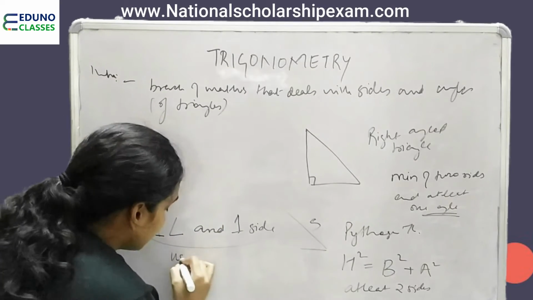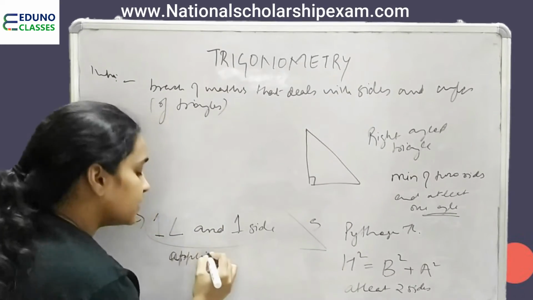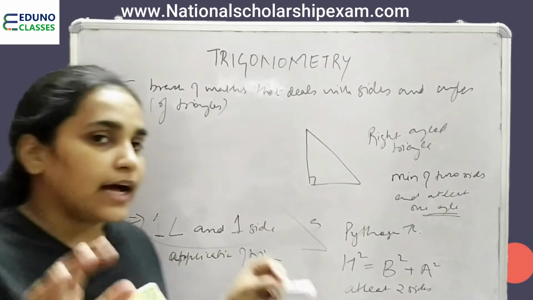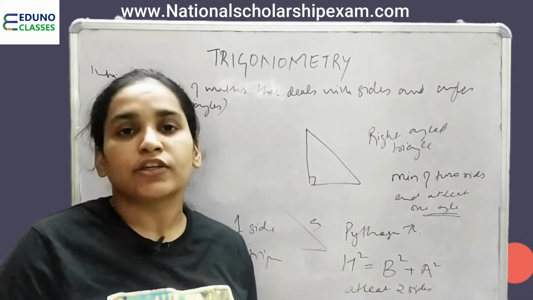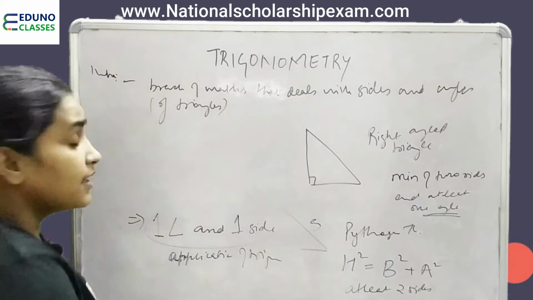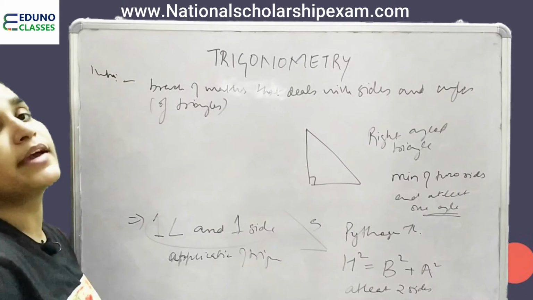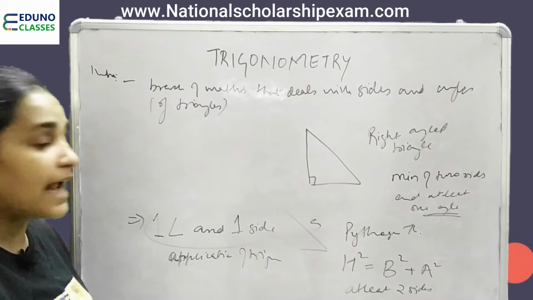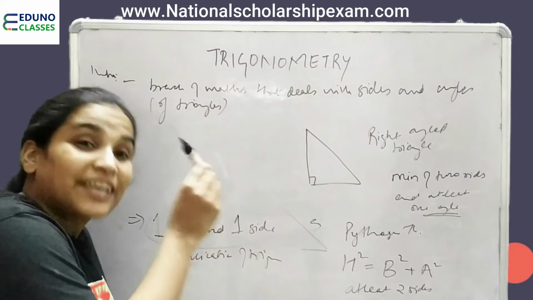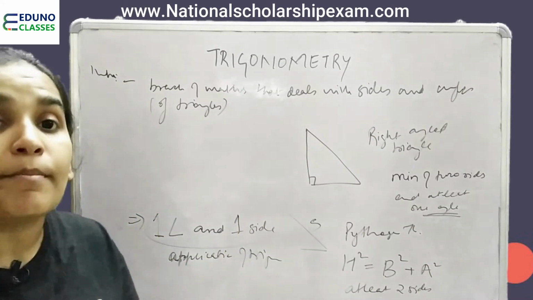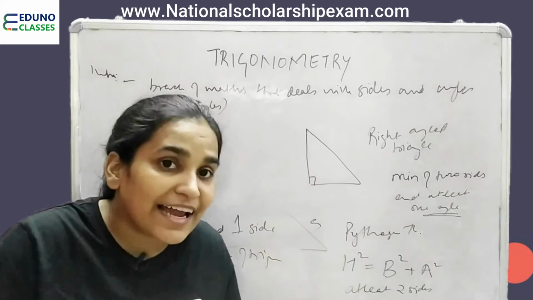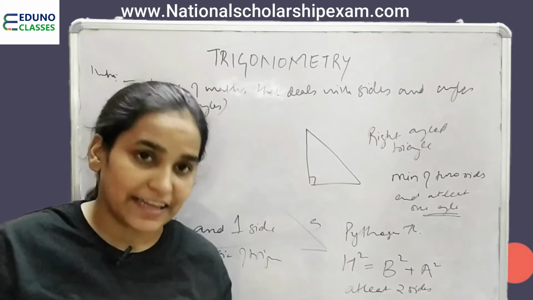Here comes the application or the use of trigonometry. Now, if a person is not aware of trigonometry, then the person will say it is impossible to make this kind of right angle triangle, I need more information. But the person who knows trigonometry can use trigonometric ratios and formulas to find the other sides as well as other angles.